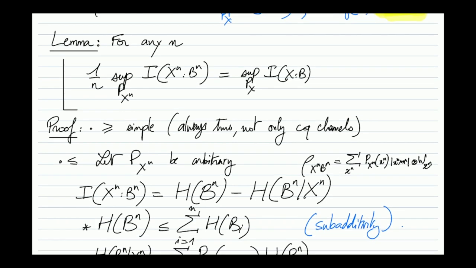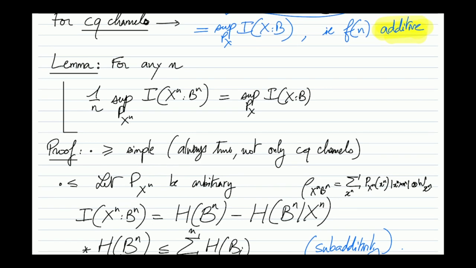But really crucial, I think, it is the crucial thing which makes Shannon's theorem work in the classical case. If I take, for any n, the mutual information between the inputs and the outputs of n copies of the channel, and I optimize over all possible, possibly correlated distributions over these different inputs, this turns out to be just equal to the supremum over choosing a distribution over one copy of the mutual information between the input and the output.